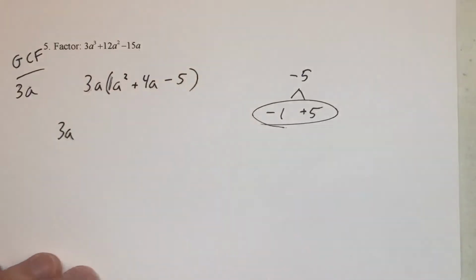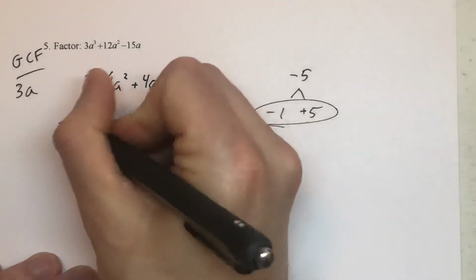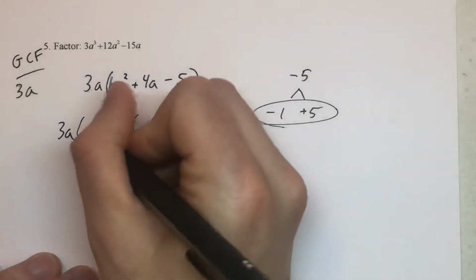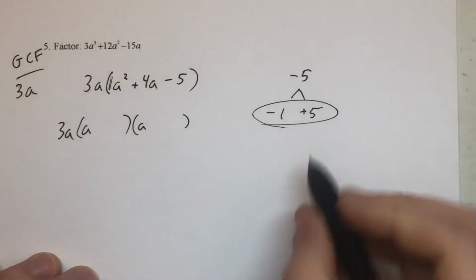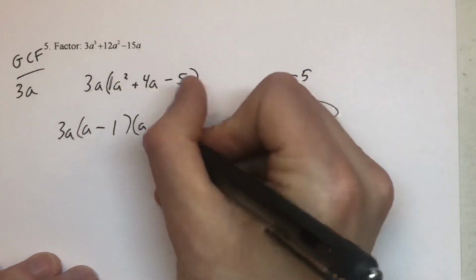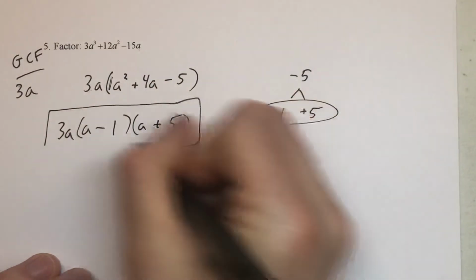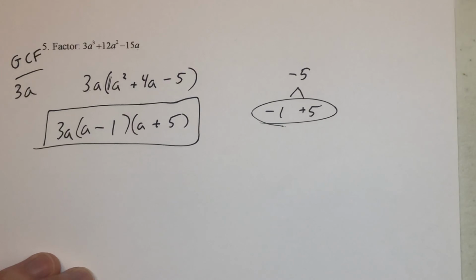The 3a GCF just sits there while we take this trinomial and break it down to two binomials that start with a's, and then we fill in our number game of minus 1, plus 5. And there's our fully factored final answer.